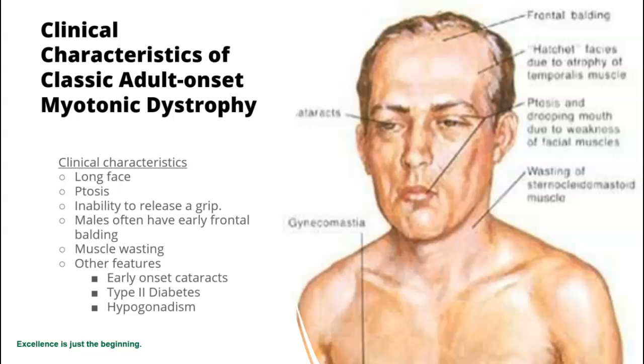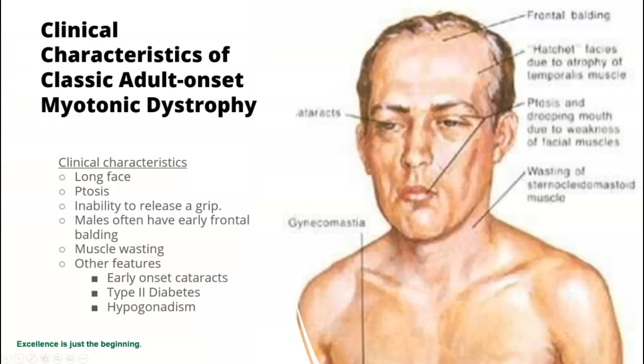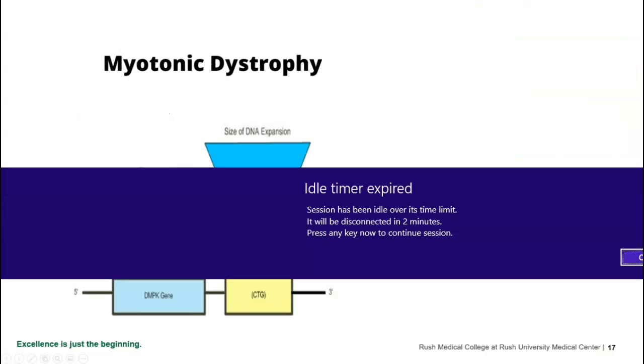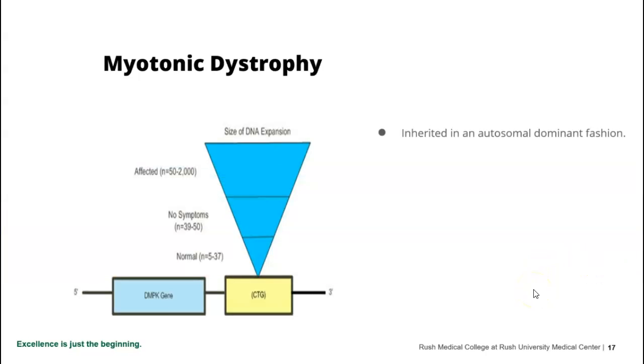Males often have early frontal bossing, and I just want to show you, this is an 18-year-old, and you can see this hair loss here and the long face. Early features include early cataracts, type 1 diabetes, and hypogonadism. Myotonic dystrophy is inherited in an autosomal dominant fashion. It occurs in about 1 in 500 individuals, so 10 times more common than Duchenne's.